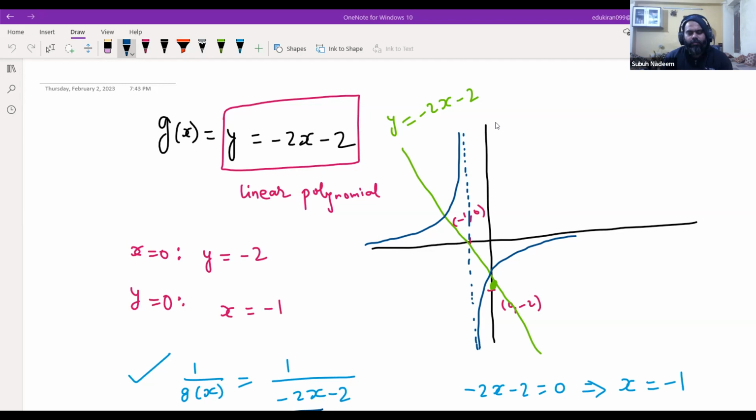Sir, so what exactly are we doing in this? Why are we finding the reciprocal? To plot the graph of the reciprocal function, because that is a rational function, no? And the topic is rational function. So first we draw the graph of the polynomial function, then we take its reciprocal, that will become the rational function.